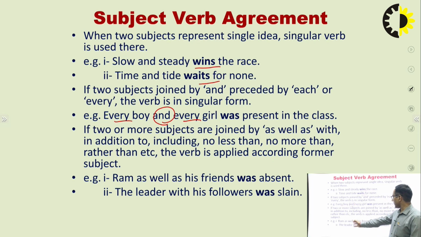For example, Ram as well as his friends. So friends has no effect. The former subject is Ram. Ram as well as his friends was absent. We will not use were here, right? The same, the leader with his followers was slain. As well as, with, we have mentioned the words.